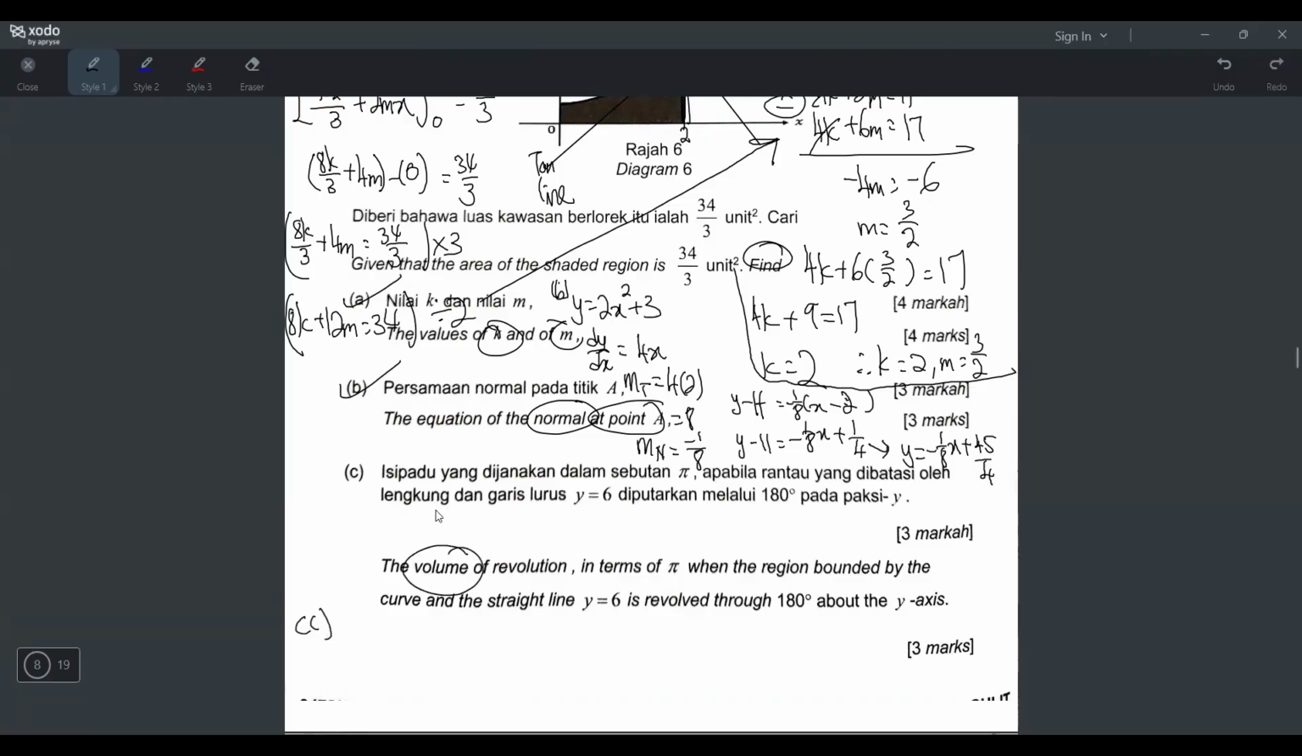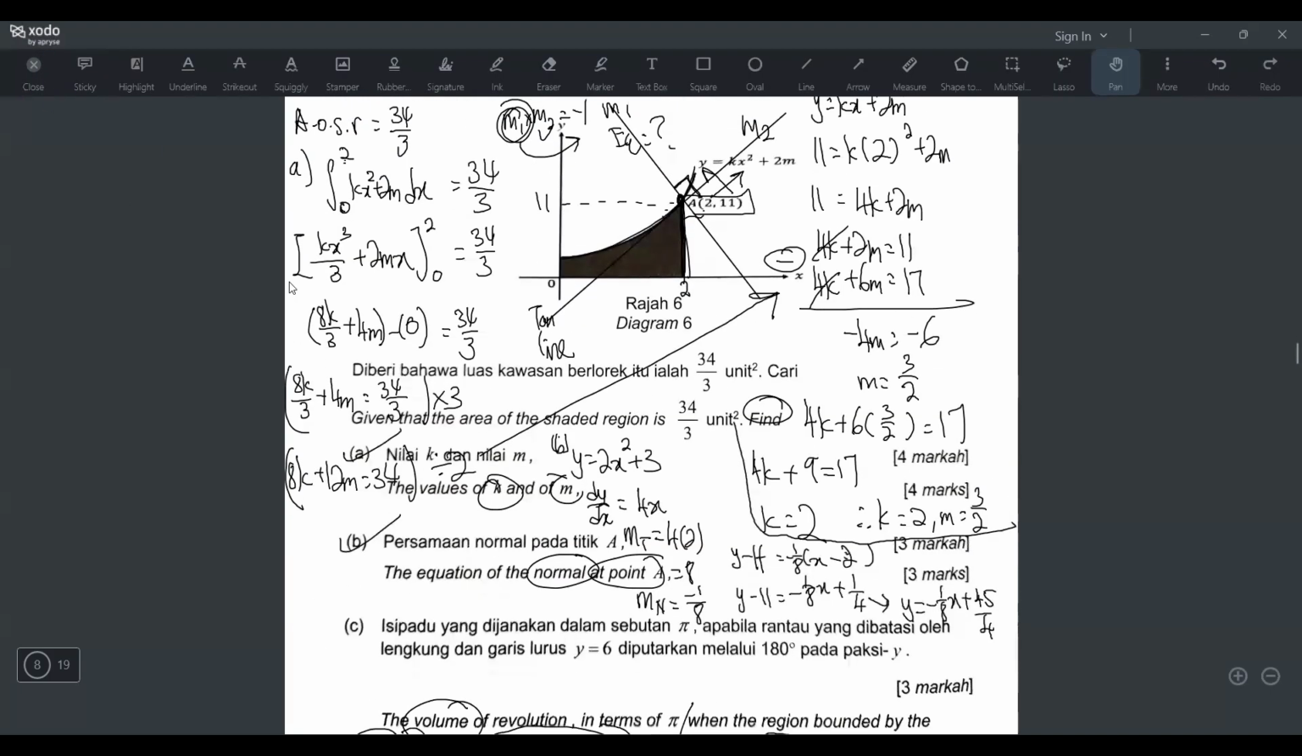Find the volume. So we have to use the volume formula. In terms of pi, when the region bounded by curve, straight line y equals 6, is revolved through 180 degrees about the y-axis. So only revolve 180, not 360, and then about the y-axis. Okay, let's find out where the region is first.